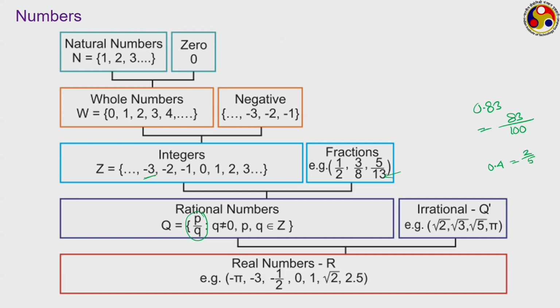But it is possible that there can be certain cases where the number can't be represented by a ratio, and these are called irrational numbers, like root 2, root 3, pi, e, the base of the natural logarithm.